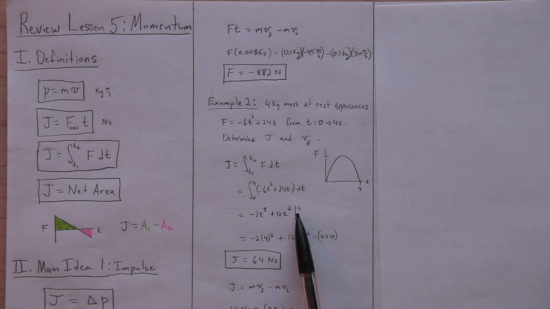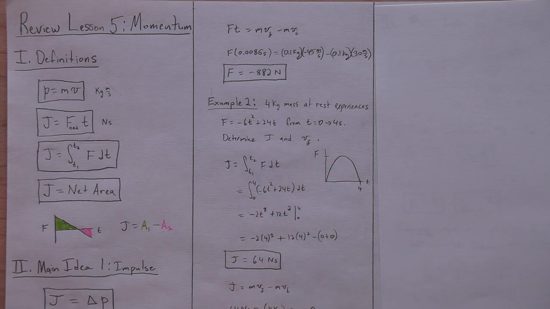Here, t to the 1 power integrates to t squared, and then I have to divide the 24 by 2 to get 12. Just a simple power rule. Plug in the limits, and you get 64 newton seconds as the impulse. Okay? So that's the first requirement.